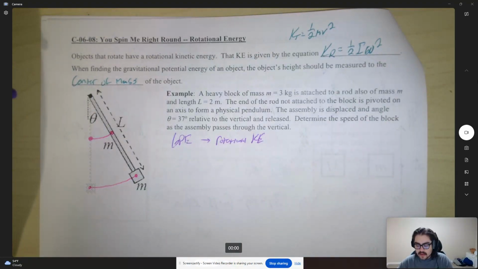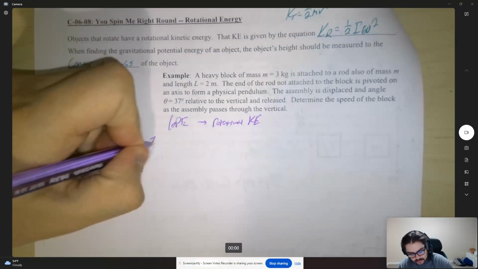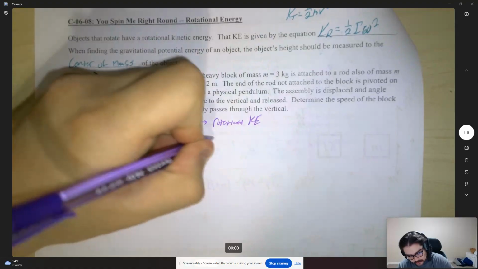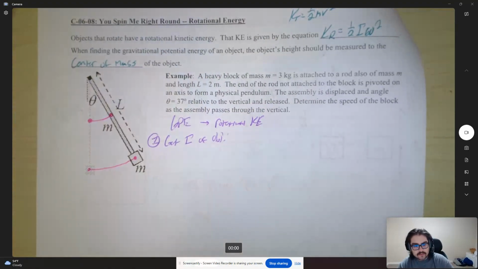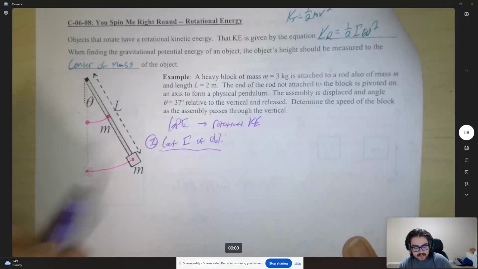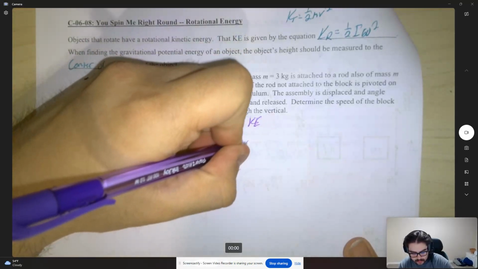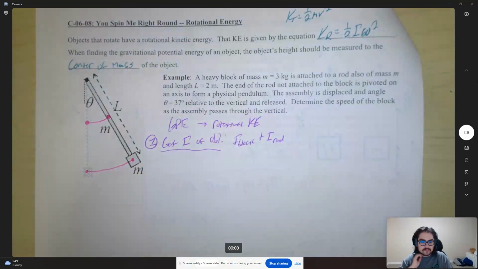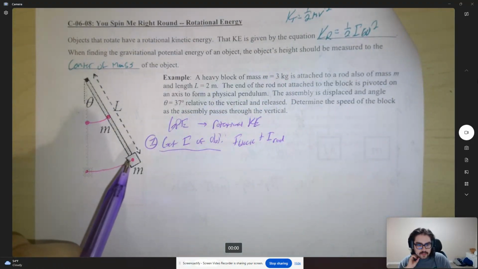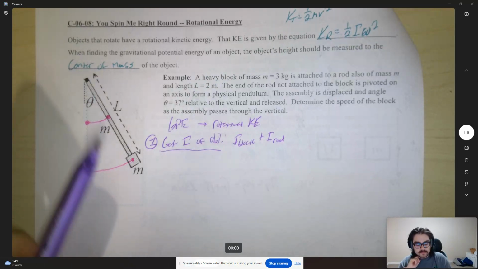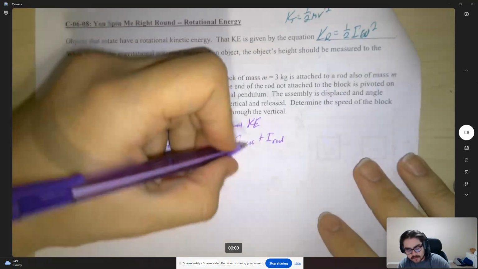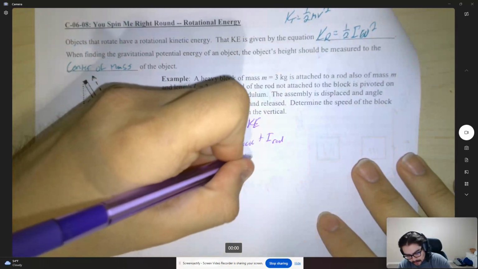The first step I need to take here is to get the moment of inertia of the combined object. In order to get that, I need to get the moment of inertia of the block and add it to the moment of inertia of the rod. The moment of inertia of the block is going to be mr squared, or ml squared, because it is treated as a point mass at a distance L from the axis of rotation. So I'm going to call this ml squared.